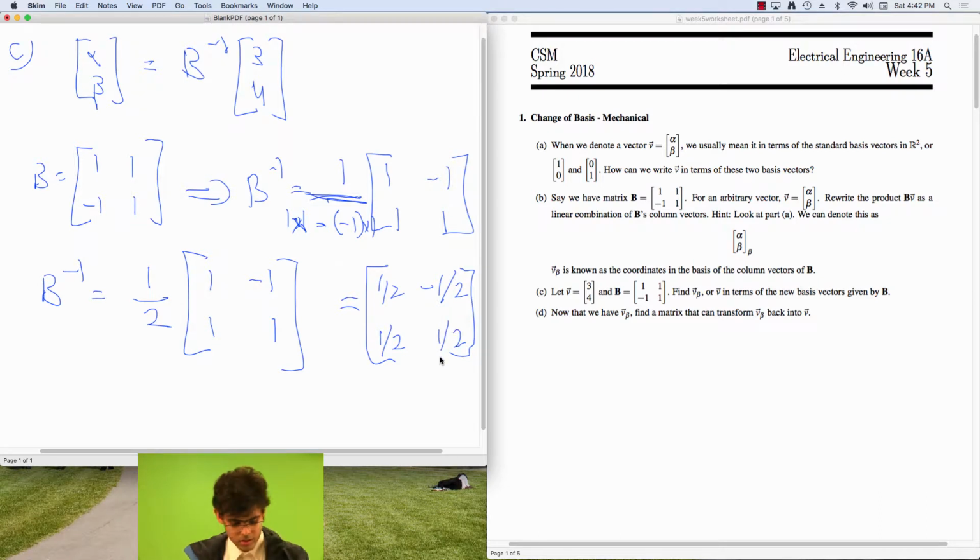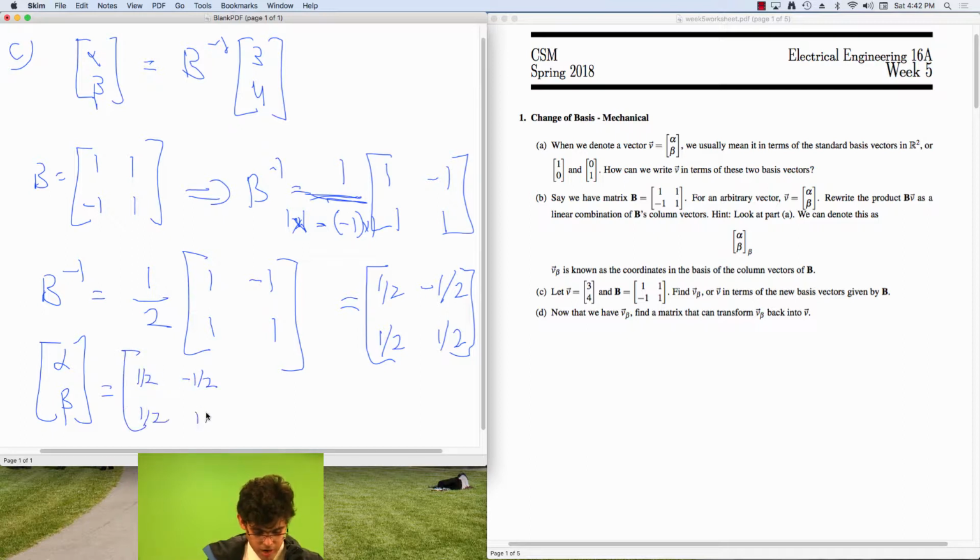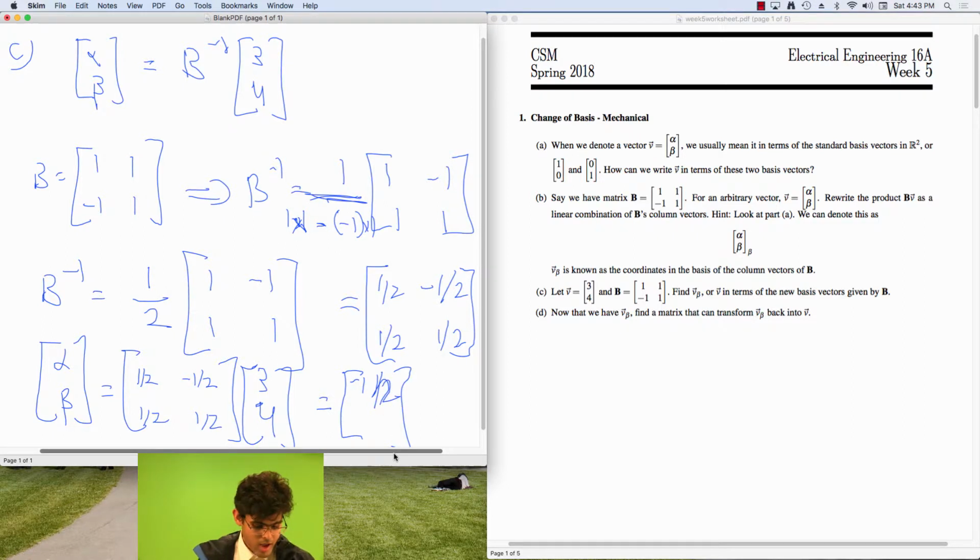half, and half. And so to get our alpha and beta, we just need to multiply this matrix, half, negative half, half, half, by the vector 3, 4. And what do we get when we do this? We get that our alpha has to be negative 1 over 2, and our beta has to be 7 over 2. And that's the vector that we need.